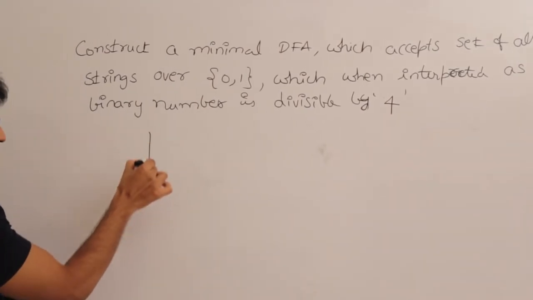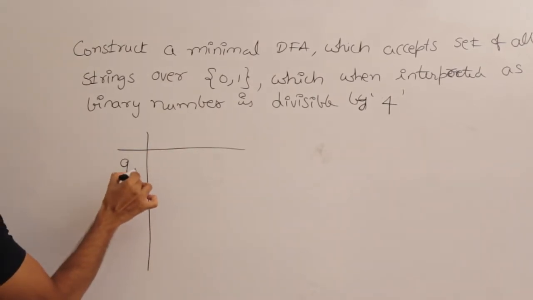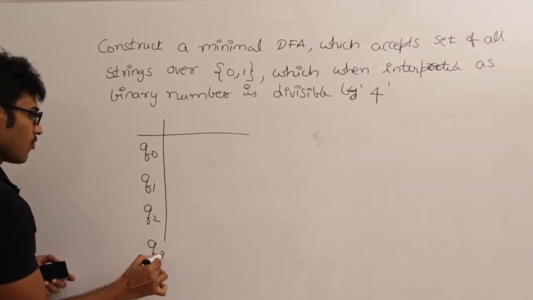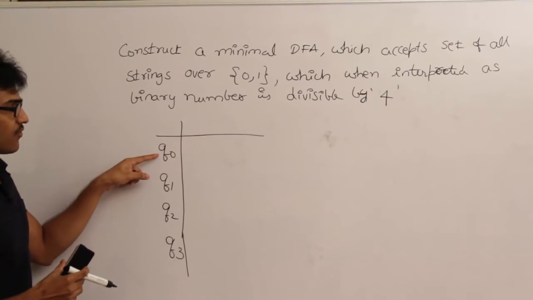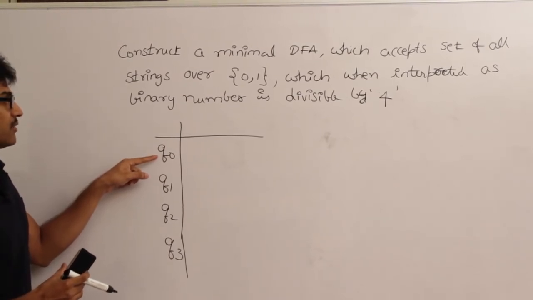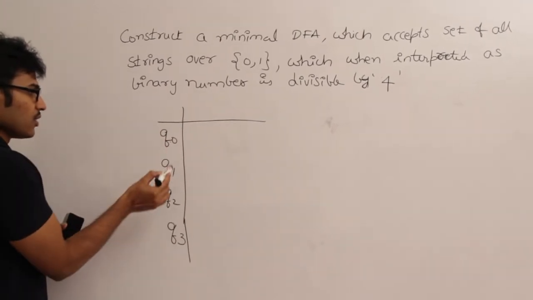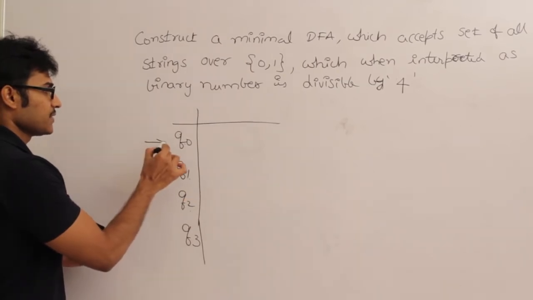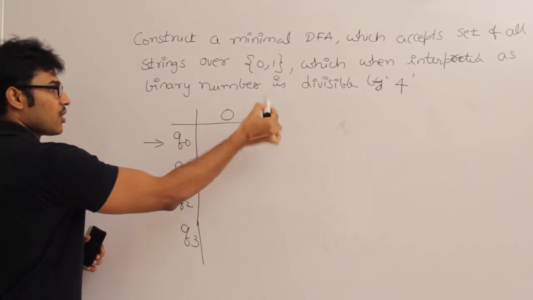What is the shortcut? First write down all the states. How many states? 4 states: Q0, Q1, Q2, Q3. What does each state represent? Each state represents the set of all strings which when divided by 4 give a remainder of 0, remainder 1, remainder 2, remainder 3. This is the start state, and the input is 0, 1, therefore the columns have to be 0, 1.